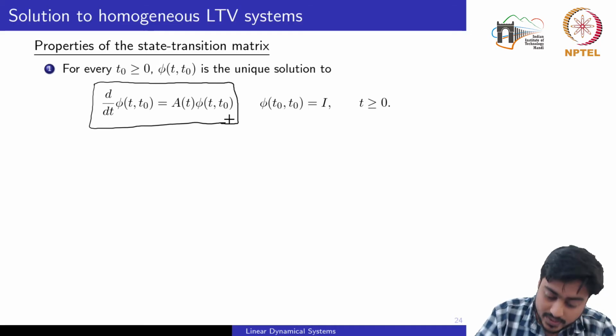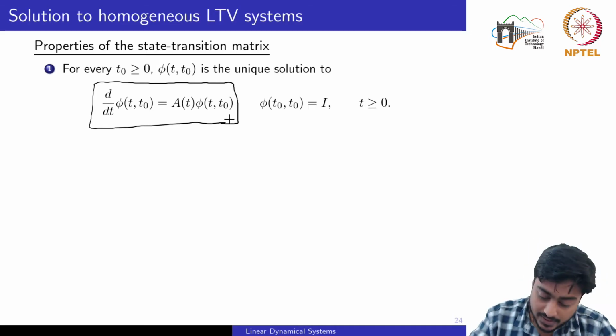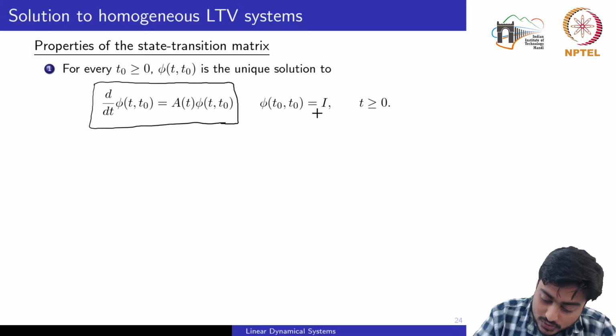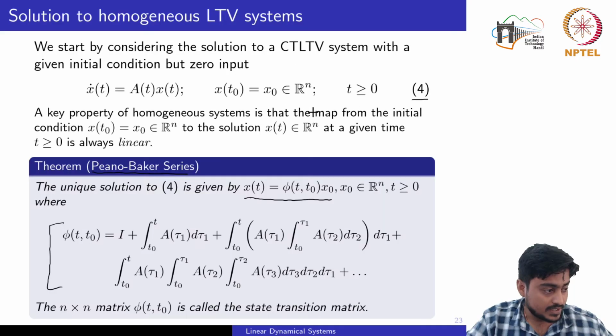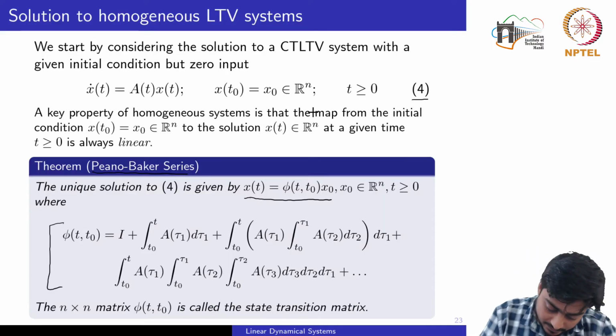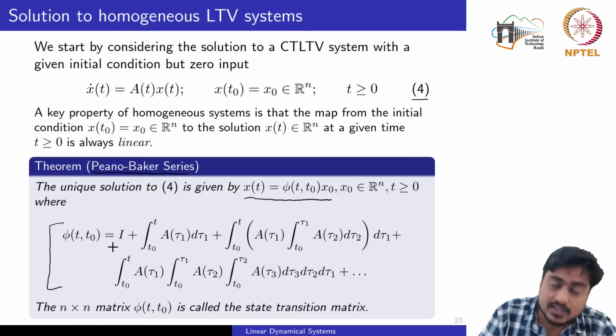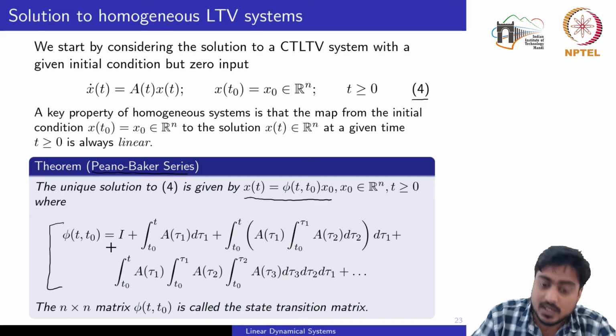This is a very nice property which we would explore later. And phi(t, t0) also satisfies phi(t0, t0) = I. I here is an identity matrix. Just to add in the last slide that here I denotes the identity matrix of the suitable dimension.